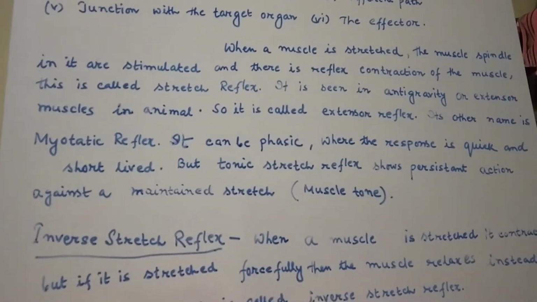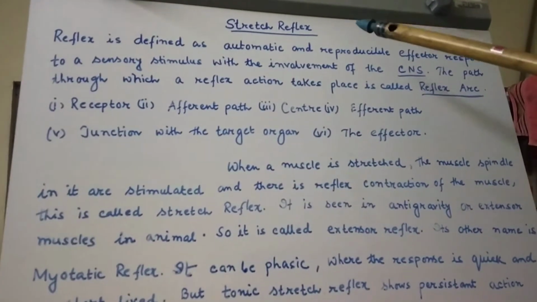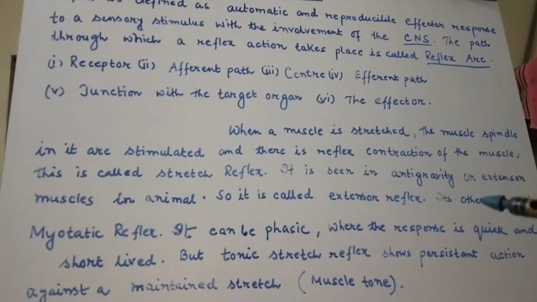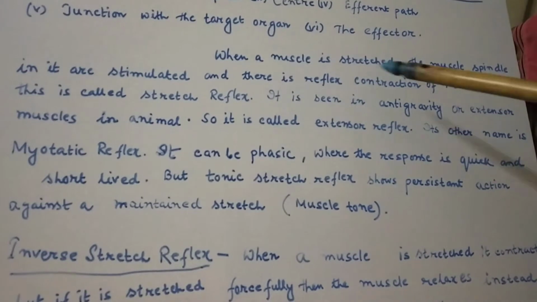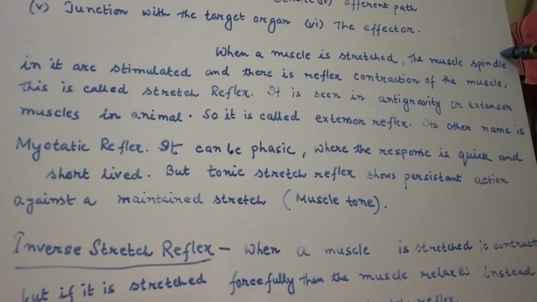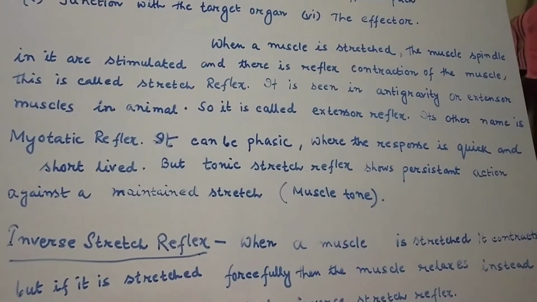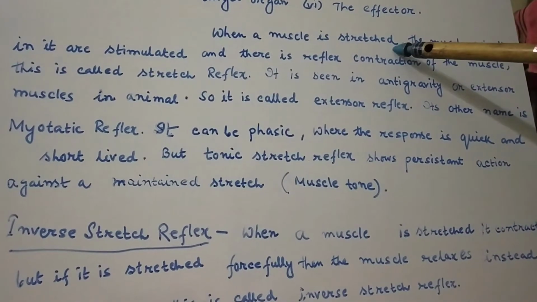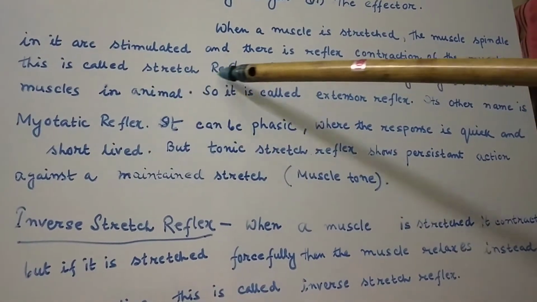Now we are coming to the stretch reflex. That is very important, the stretch reflex, because it is used during the inverse stretch reflex as well as the muscle tone formation. When a muscle is stretched, simply the muscle spindle present in the muscle is stimulated, and there is a reflex contraction of the muscle. It means when we are stretching the muscle, then a contraction first occurs, that is called the stretch reflex.